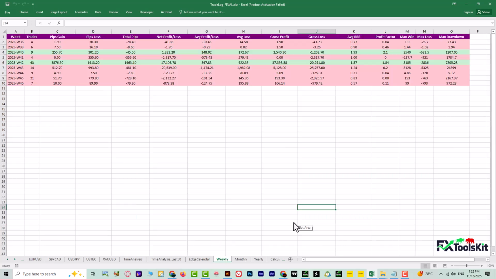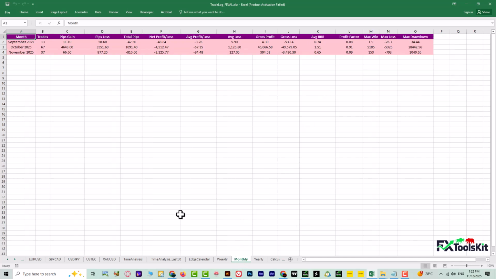Let's move to the weekly sheet. In this weekly sheet, it will show all the week's information. It shows total trade you take on each week, pips gain, pips loss, total pips, net profit loss, average profit, average loss, gross profit, gross loss, average risk-reward ratio, profit factor, maximum win, maximum loss, and maximum drawdown.